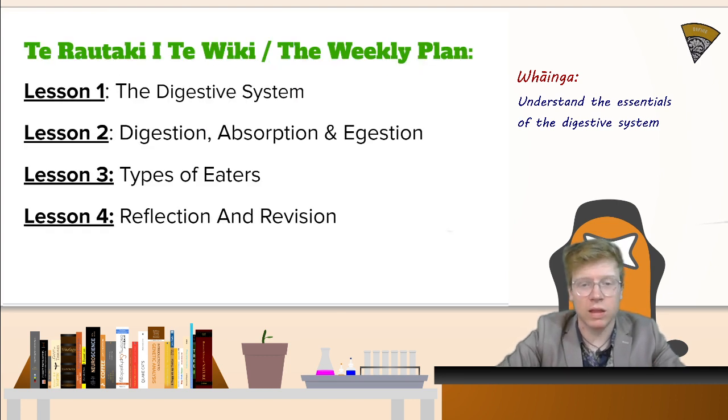The Te Rautaki i Te Wiki for this week. Firstly, we're going to go through the digestive system fundamentals. Secondly, we're going to look at digestion, absorption, and what we call egestion. Thirdly, we're going to look at the types of eaters, and then we're going to do a little bit of reflection in lesson 4. Now I'm going to move on to lesson 1.